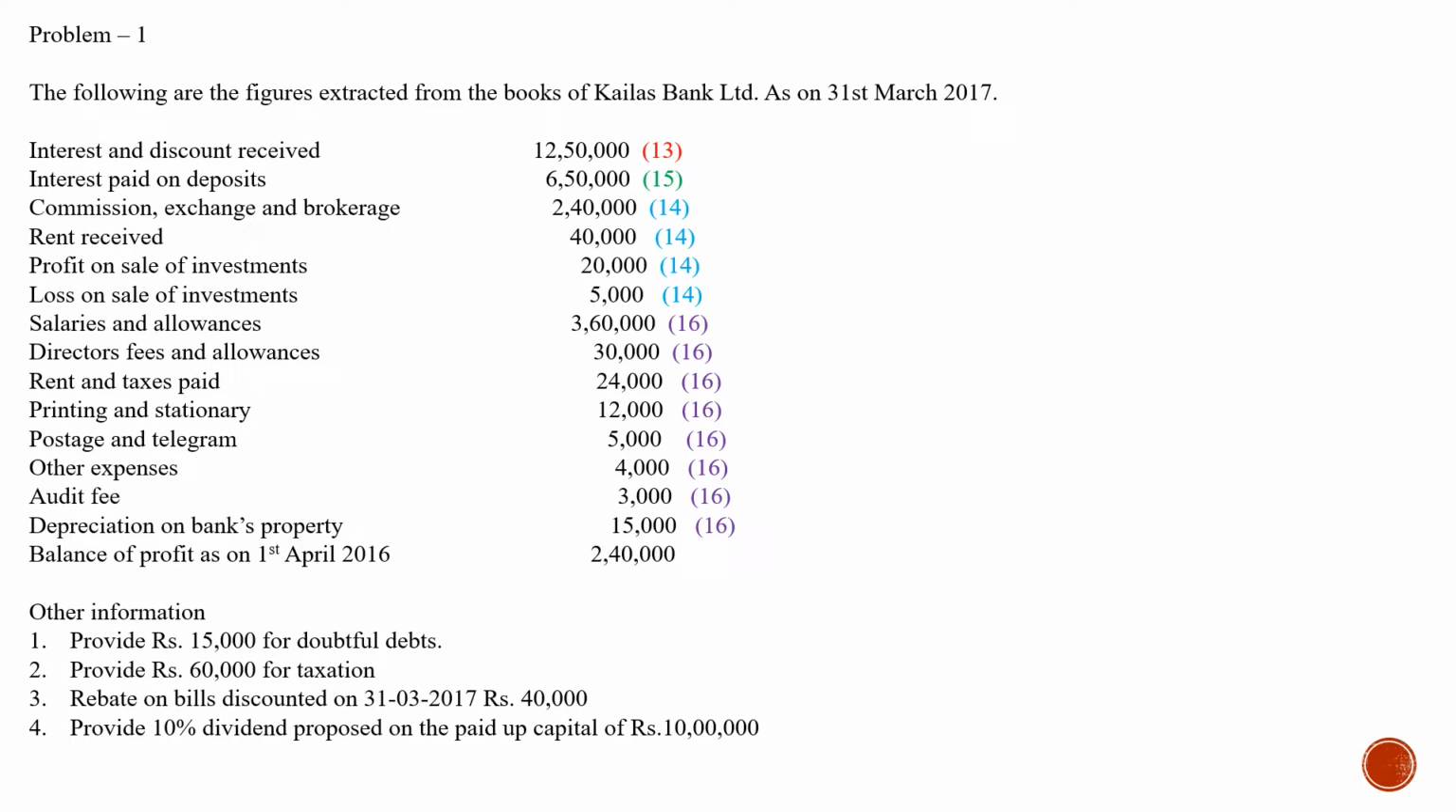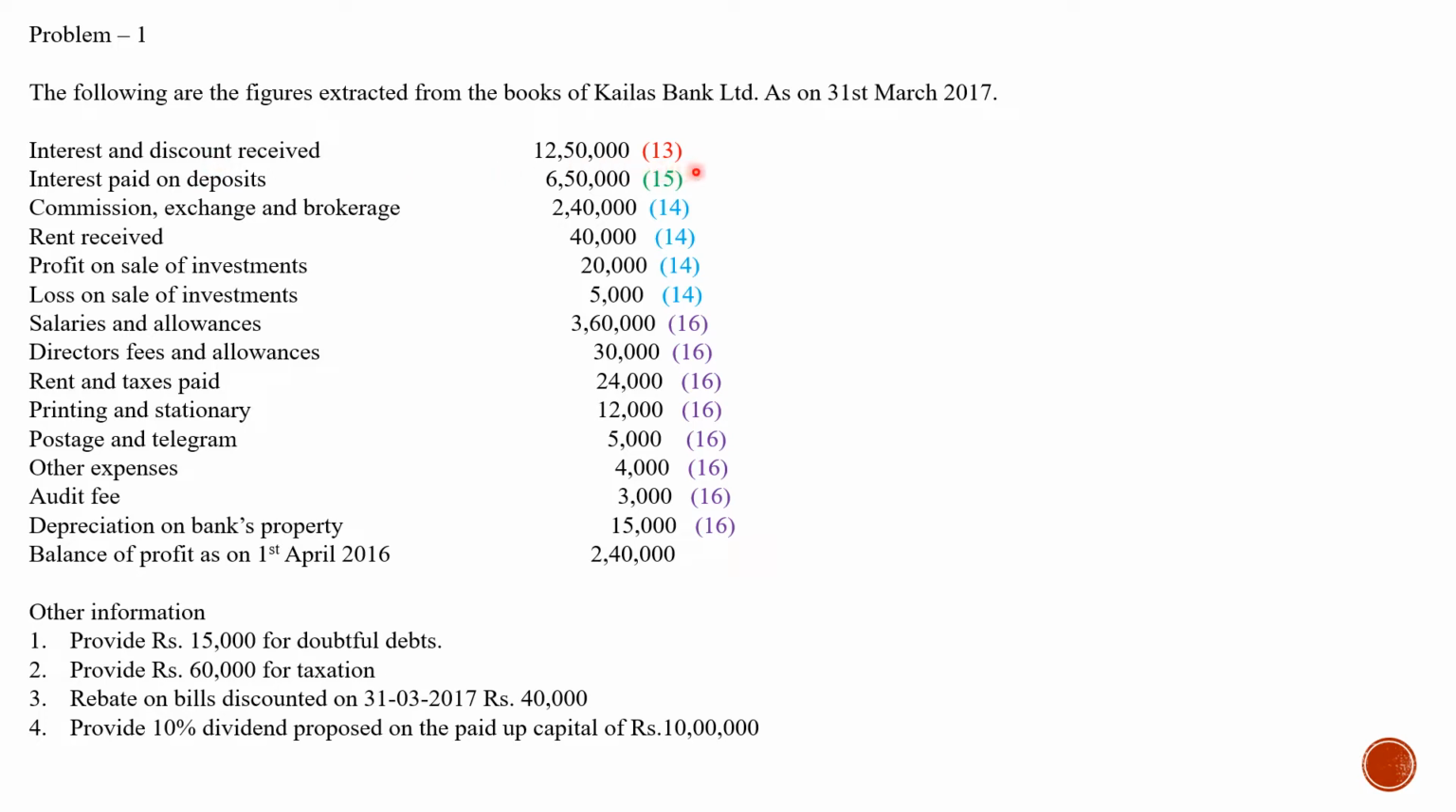Whenever you receive a question like this, you need to figure out in which schedule each item belongs. If you are able to make such an identification at the very outset, it will be very easy for you to move on with the problem. So here I have identified the schedules to which these items belong. First one, interest and discount received.